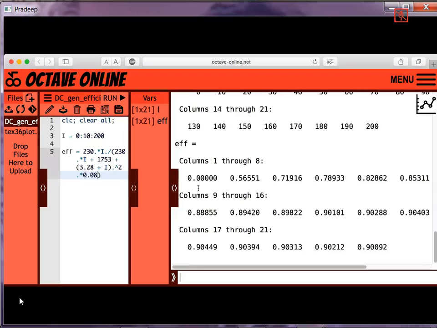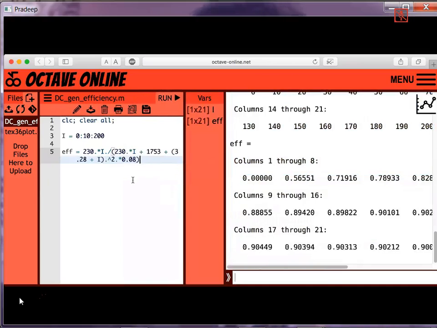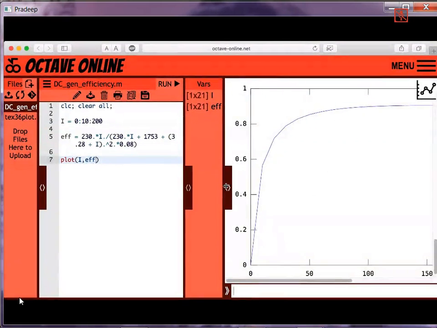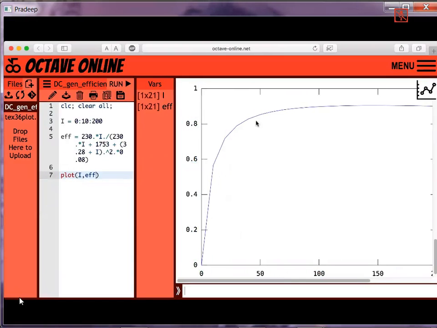So let's make a plot of it. How to make a plot? So plot I comma efficiency. The plot has been created. So efficiency is 0 and increasing, and then it is kind of maintaining. So this is the kind of plot we are expecting.